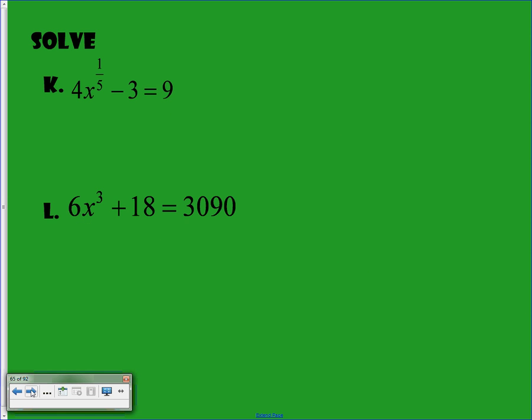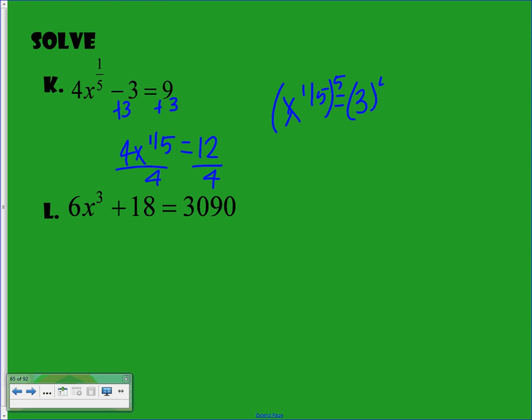So let's try example K. 4x to the 1/5 minus 3 equals 9. So I should add my 3 first. So I'll get 4x to the 1/5 equal 12. Then I'll divide by my 4. So then x to the 1/5 will give me 3. And then to undo a 1/5 power, we'll raise each side to the 5th. So the 1/5 and the 5th cancel. So 3 to the 5th is 243.